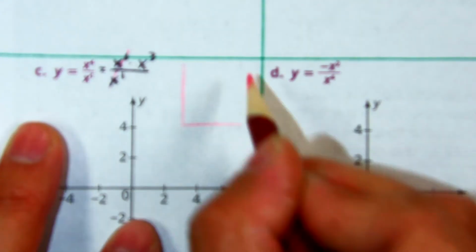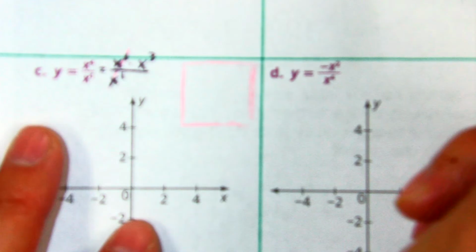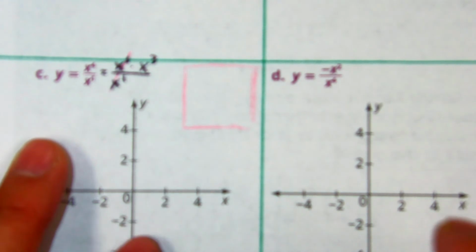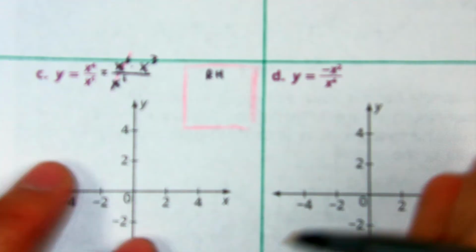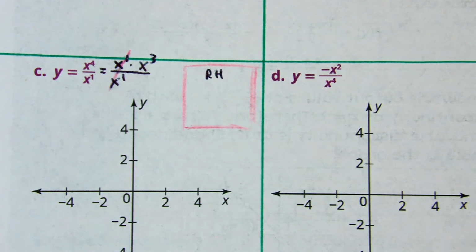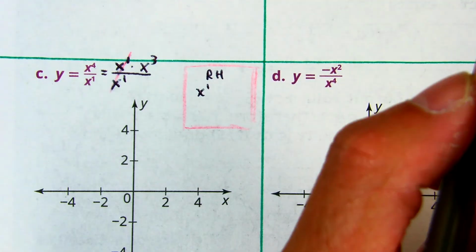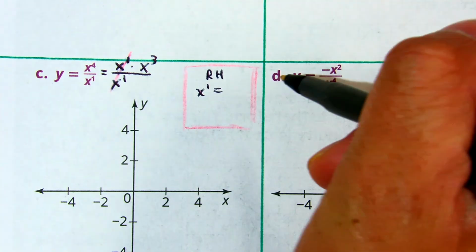I like to put a box. Ariana, when you cancel something, what is that called? Vertical asymptote or a removable hole? What should I write in this box, Ariana? Removable hole. So now what else do I write? Equals a number. What number? 0.